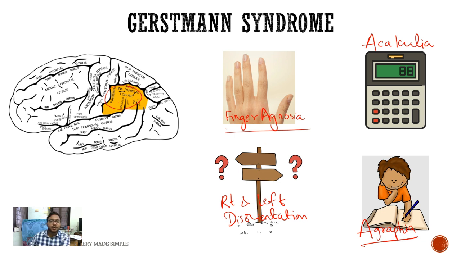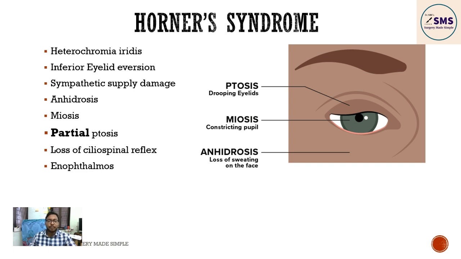Okay. Right. Next, we are going to see Horner syndrome. Again, it's a very important topic. You know that basically Horner syndrome is of two types. One is congenital, another one is acquired. Usually one of the common scenarios when you will see Horner syndrome is whenever you have any apical lung tumor and it will go and compress or infiltrate the sympathetic chain supplying the head and neck.